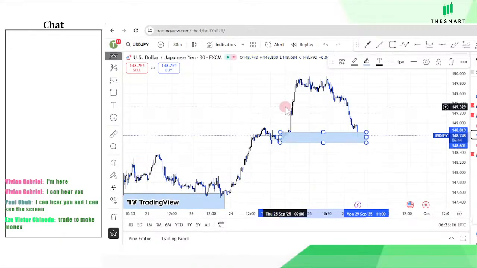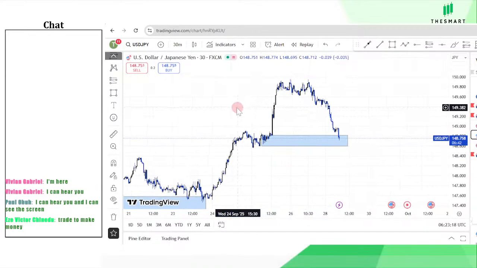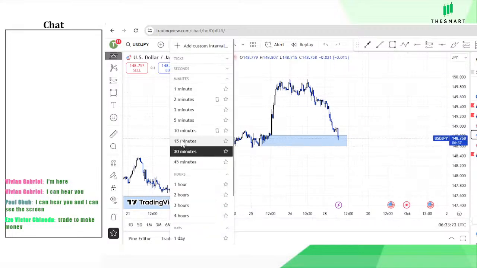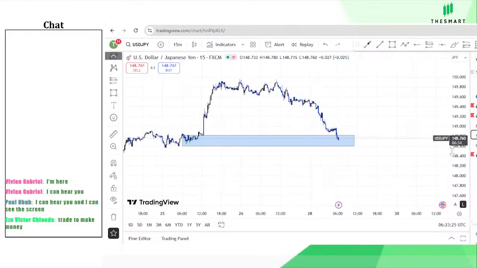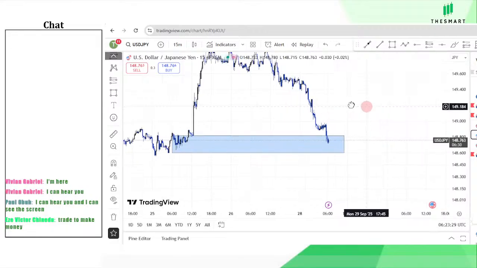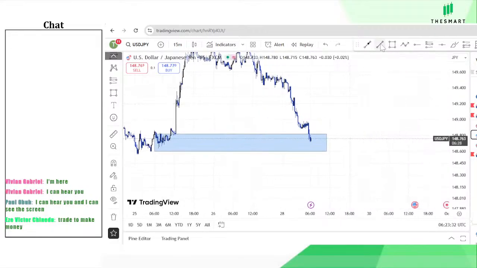Let's see the price action on the 30 minutes. Okay, let's step down to 15 minutes. Let's look for something different. Alright, so this is price on the 15 minutes.